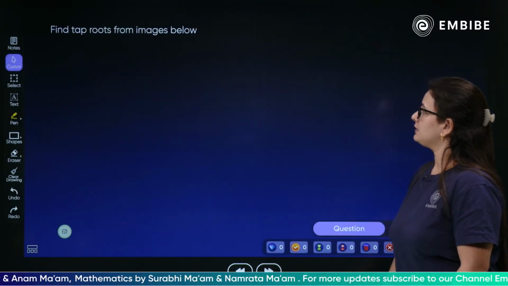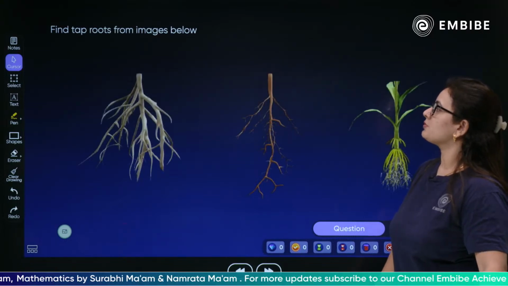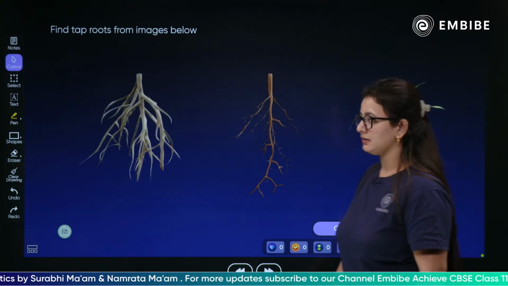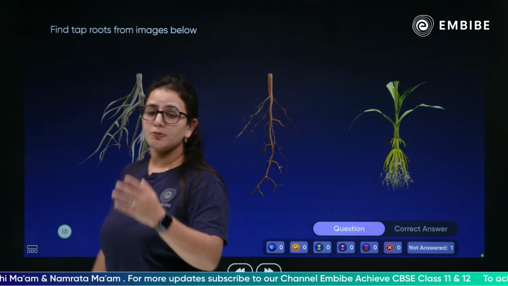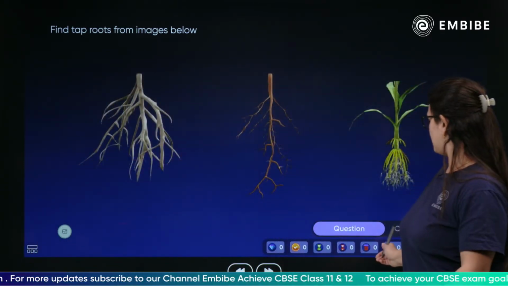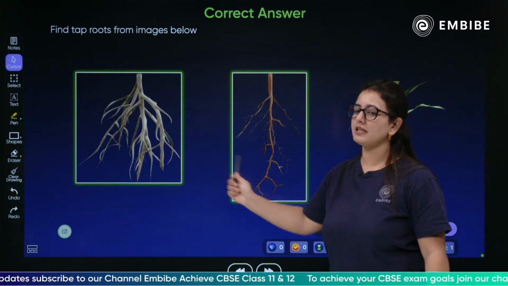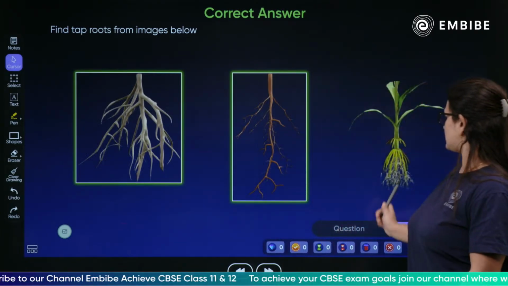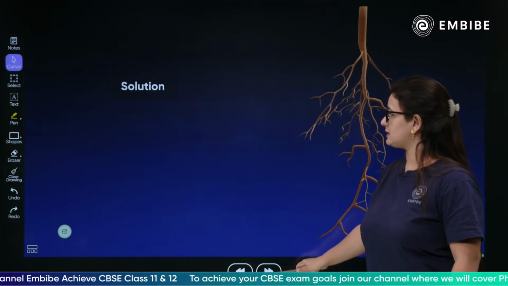Next we have: find the taproot system from the images. Very simple. Need to find out the taproot system from the images. Which of them resembles the taproot system? The answer is these two resemble the taproot system. This is the fibrous root system.